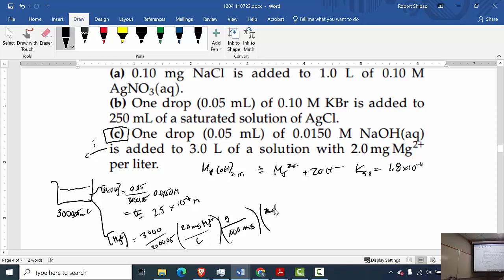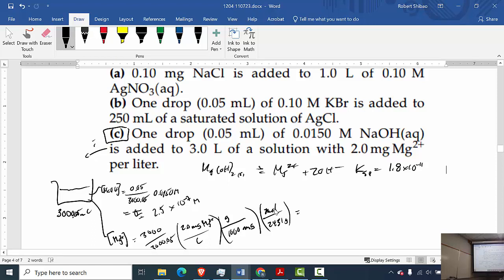So 1 mole, 24.31 grams. So it's a 3,000. You have to convert the 1 liter to milliliters, since we're working with milliliters now. Of the 2.0 milligrams. We don't, because it's per liter. If it were per milliliter, we could.